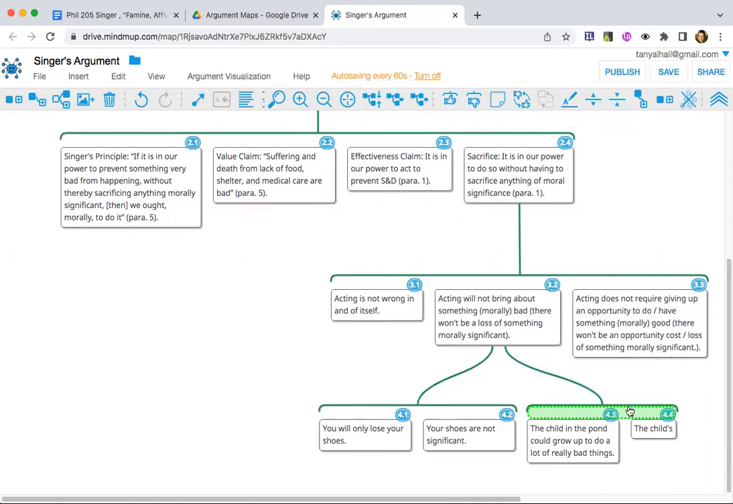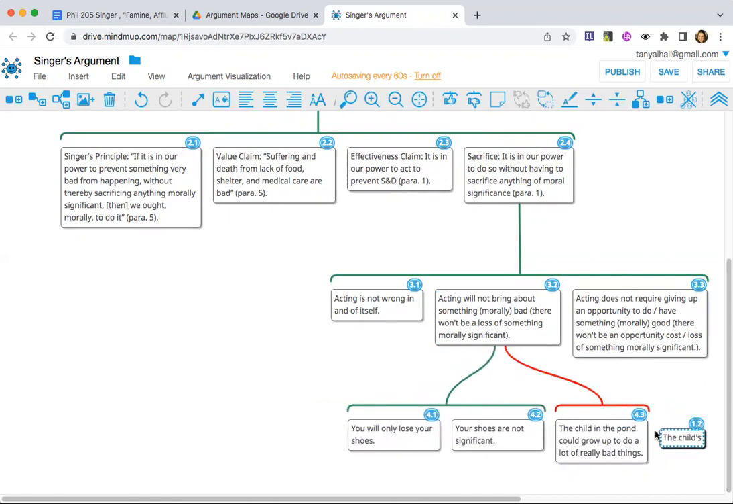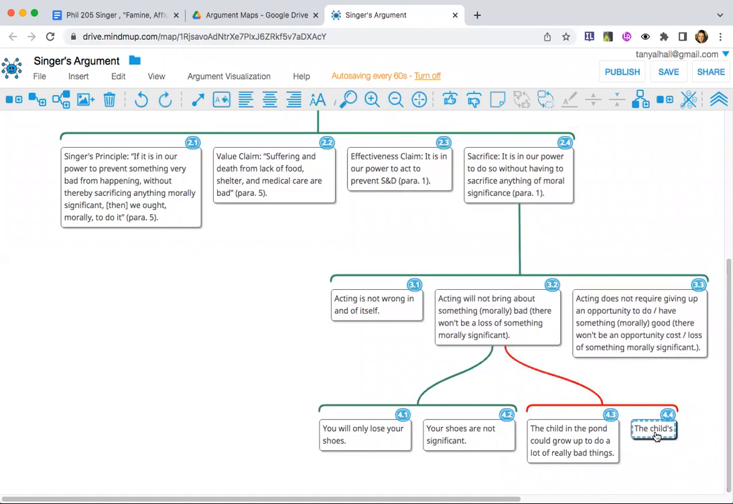Whenever you list something as green and you want to change it to an objection, there's a toggle thing up here. So this would be an objection. If the claim is it won't bring about anything bad from happening, and you were to say something like the child in the pond could grow up to do bad things, and that would be to bring about some amount of bad as a result of your trying to prevent something bad. And how might we respond to this?